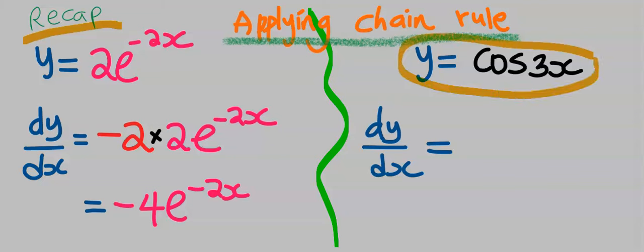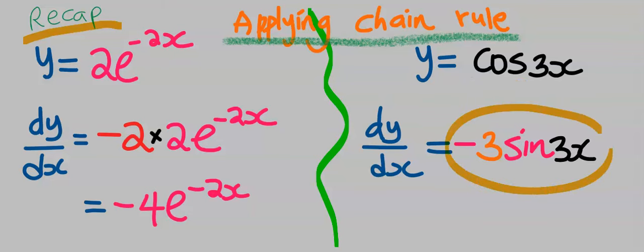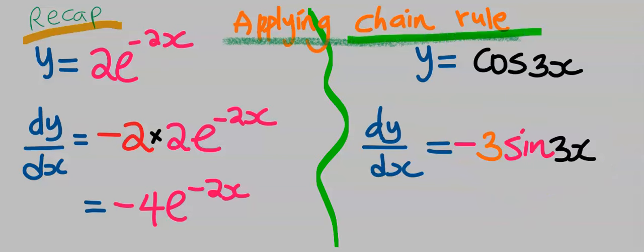Likewise, to differentiate this, let's differentiate 3x, and our answer is 3. Next, let's differentiate cos, and we're going to get minus sine. We're going to recopy back this 3x, and this is our answer. Check out the video on chain rule.